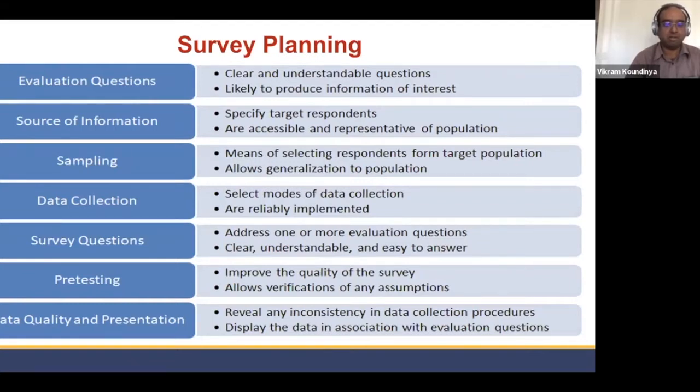Then the survey questions, which are different from evaluation questions. Evaluation questions are the big picture ones that will drive your survey questions. Then pre-testing, and the data quality and presentation. So we'll be talking about some aspects of sampling and survey questions today.